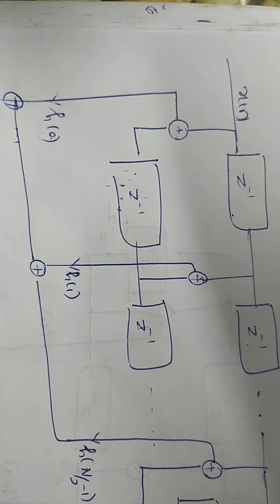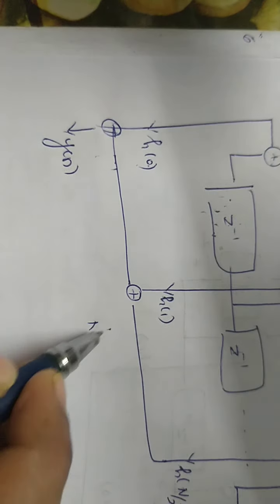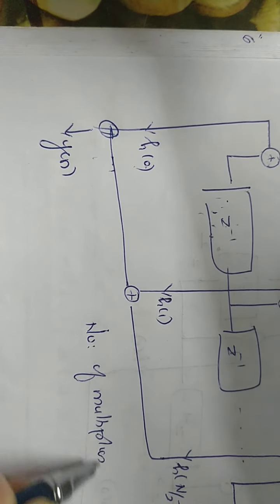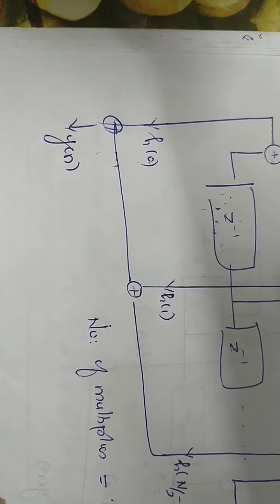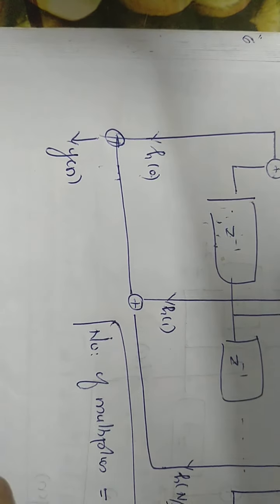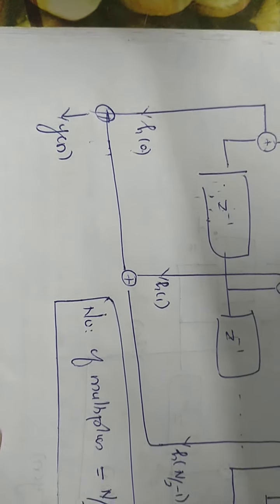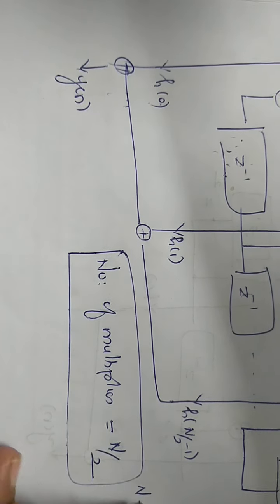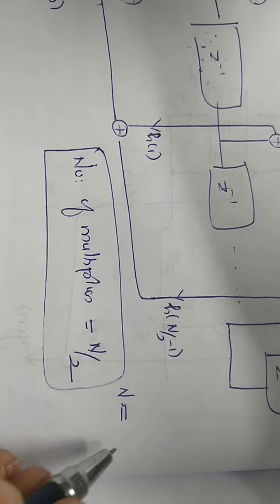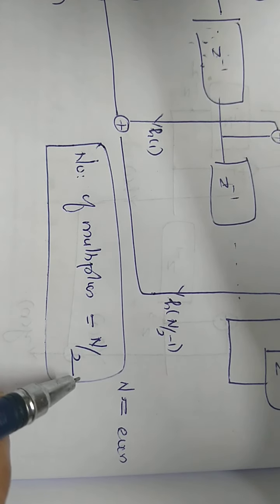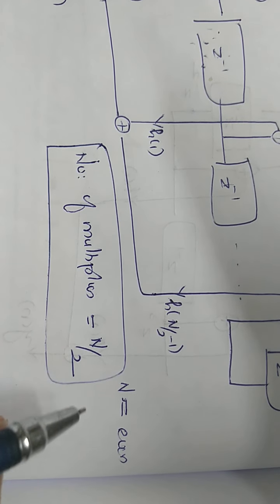Now let's check the number of multipliers needed. The number of multipliers needed when capital N is even is N by 2. This is very important. How many multipliers are required? If the length of the sequence N is even, then the number of multipliers required is N by 2.